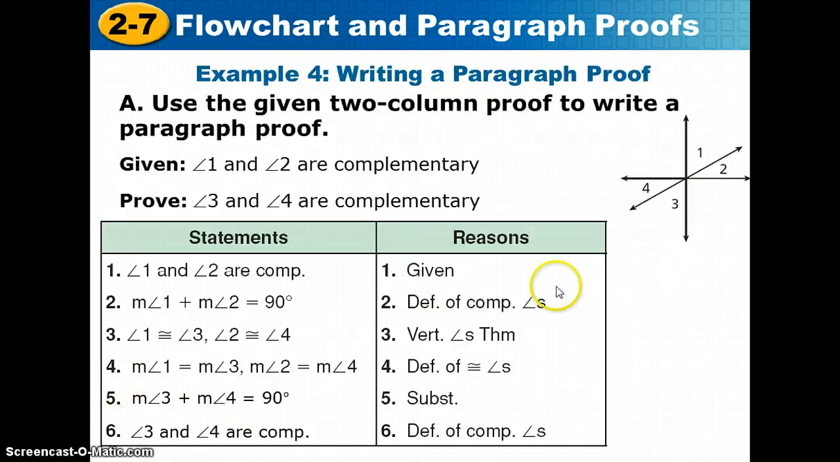In example 4, we're going to take a two-column proof and translate it back to a paragraph proof. And it can be done very simply. All you have to do is read these and put them in sentences. So 1 and 2 are complementary. That's given. 1 plus 2 must equal 90 degrees by definition. We also know that 1 and 3 are congruent and 2 and 4 are congruent by that vertical angles theorem. So their measures must be equal by definition. And by substitution, we can say 3 plus 4 must also be 90 degrees, so we know 3 and 4 are also complementary by definition.